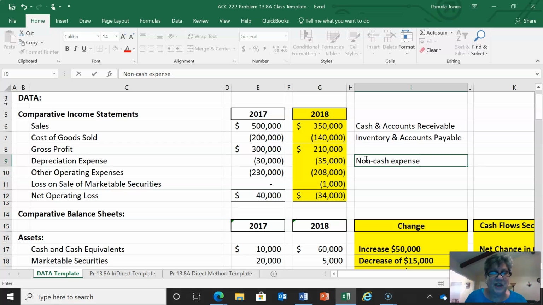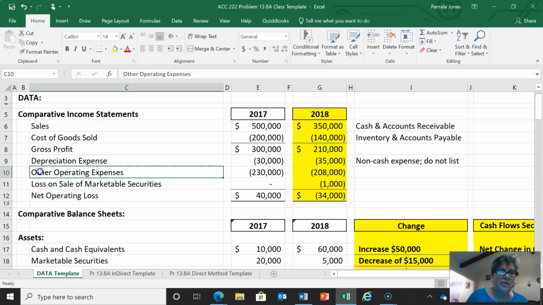Others would be amortization expense, the allowance for doubtful accounts, the bad debt expense. If we had that separately in accounts receivable, then those are all non-cash expenses. So under the direct method, we do not even list depreciation because we don't pay cash for depreciation. So that's not even going to be a line item on the cash flows from operating activities under the direct method. So let's move on to the next line.